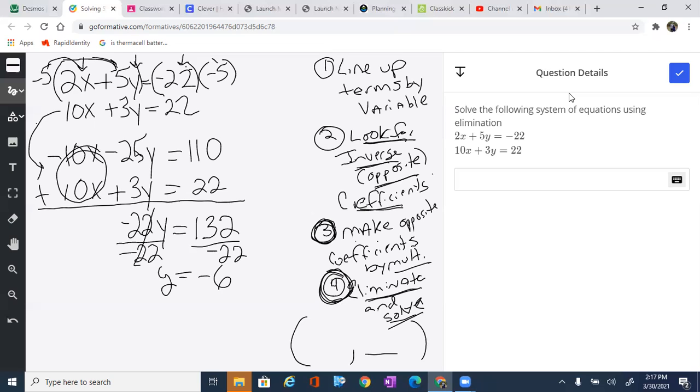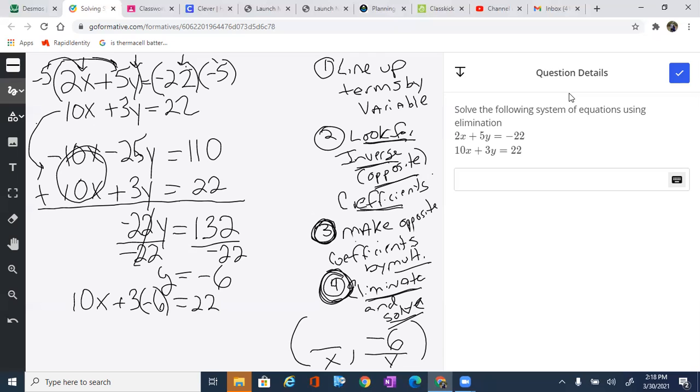Now, one of the things we have to remember is our solutions to systems of linear equations are going to be coordinate points. So we have a y, and now we need to find the x. So the y is -6. In order to find the x, I'm going to plug it into one of the equations. So 10x, I will just plug it into the second one, plus 3 times -6 equals 22.